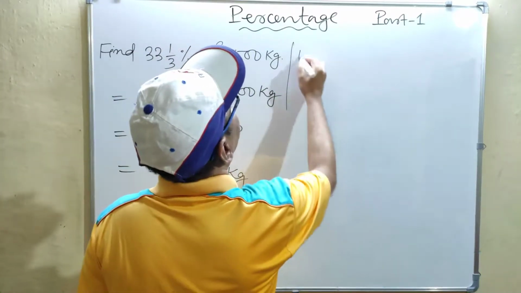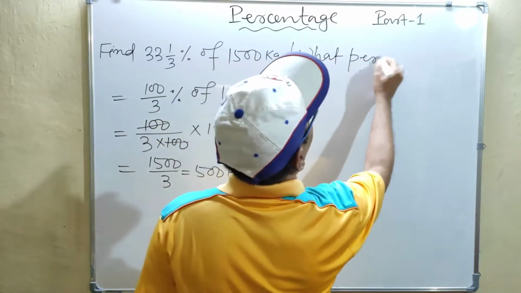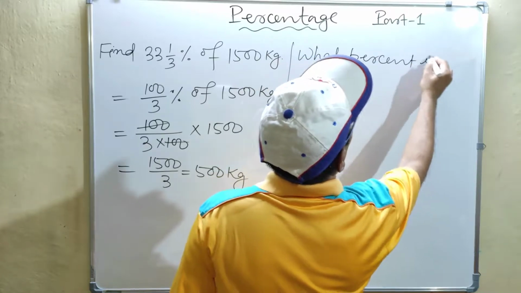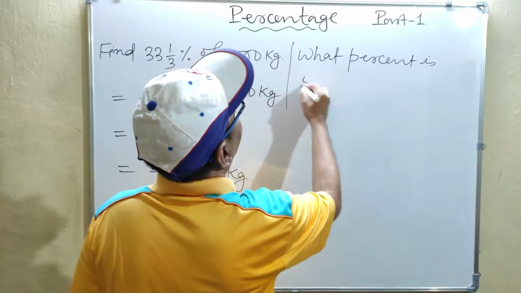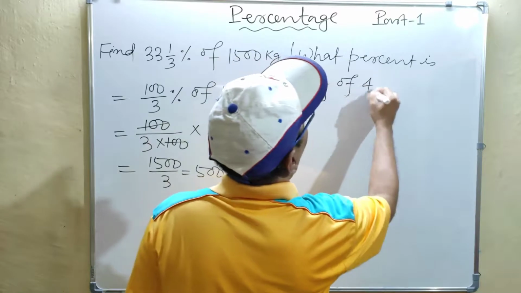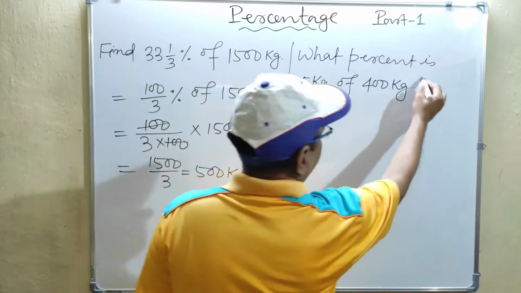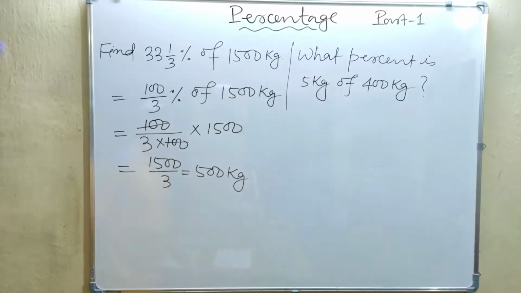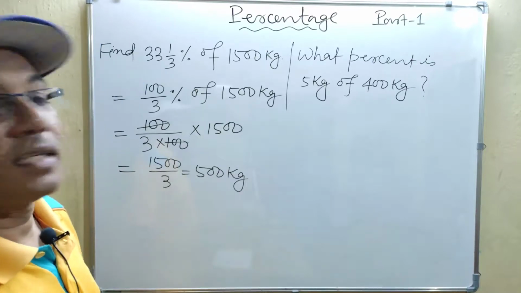One more problem. What percent is 5 kilogram of 400 kilogram? Let us see this question. What percent is 5 kg of 400 kg? 5 किलोग्राम 400 किलोग्राम का कितना परसेंट है?